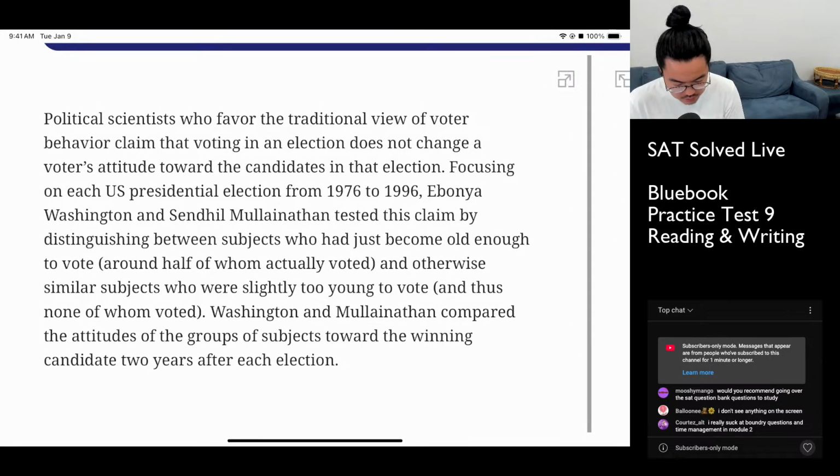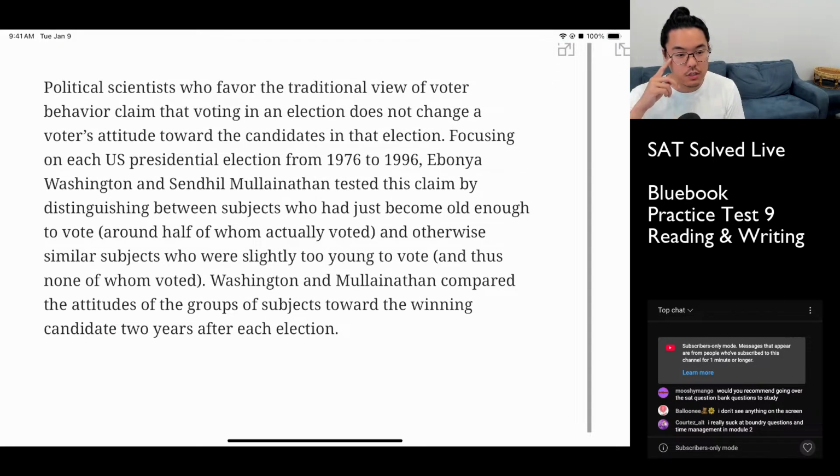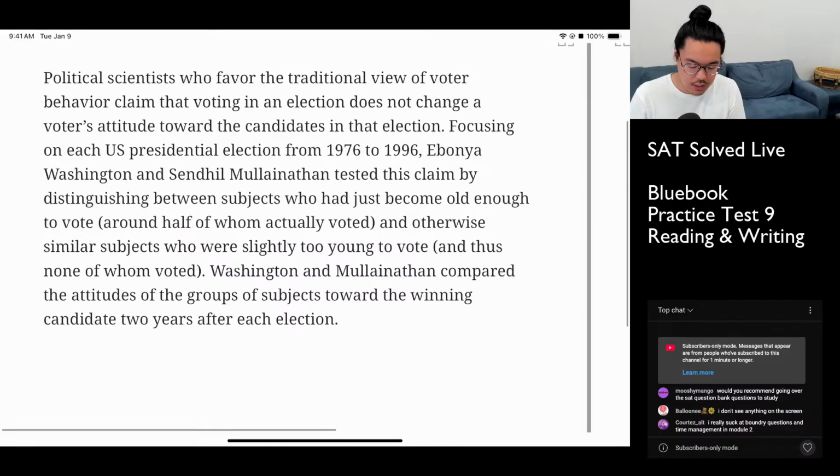Political scientists. Cortez, that's a good question, and I'll come back to you at the end of this module. Political scientists who favor the traditional view claim that voting doesn't change your attitude towards the candidates. Okay, so you know how in physics and philosophy we talk about how observing the incident changes the incident itself? Maybe you don't know. It's part of modern physics. Here it's the same idea. The act of voting actually changes our feelings.